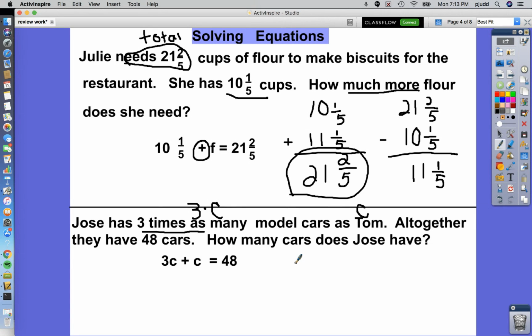Okay, so checking back. Well, I'm looking at 3C plus C equals 48. And I know that I can combine like terms. 3 times C plus C is going to give me 4 times C equals 48.